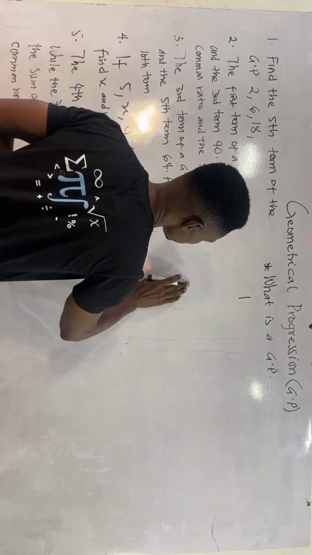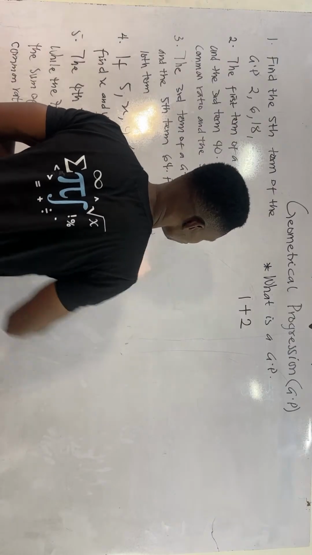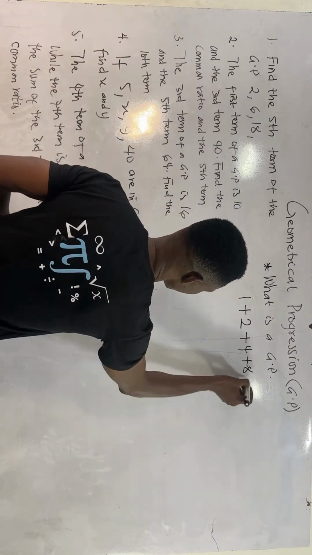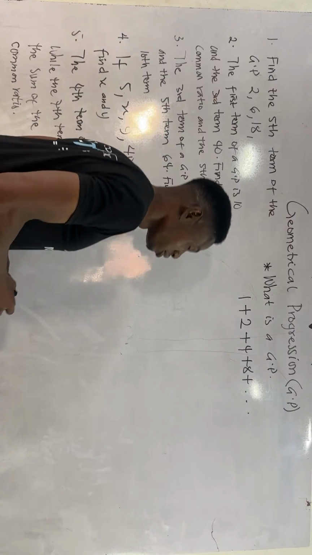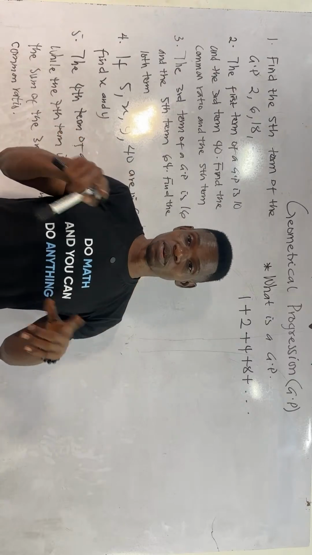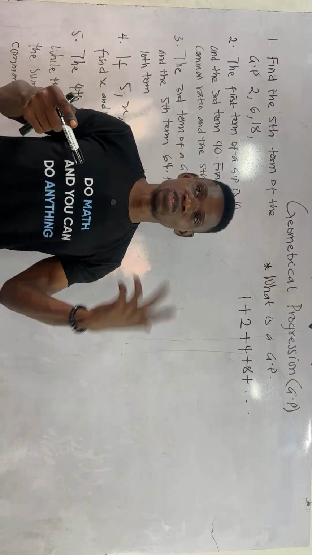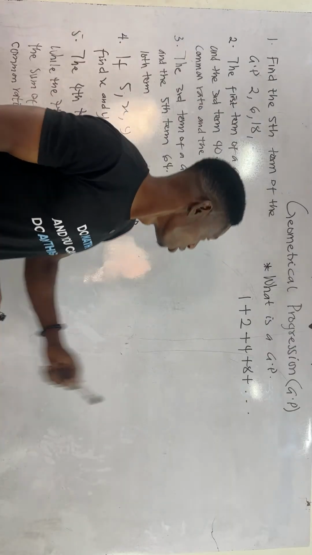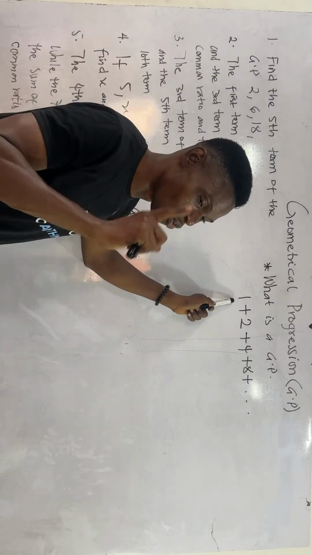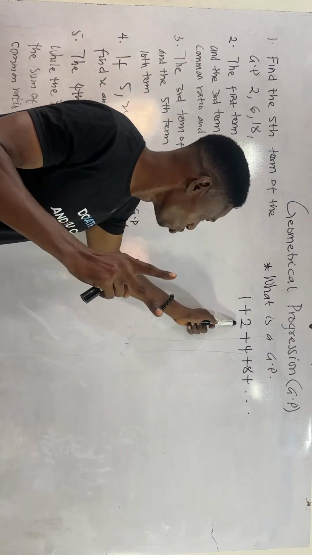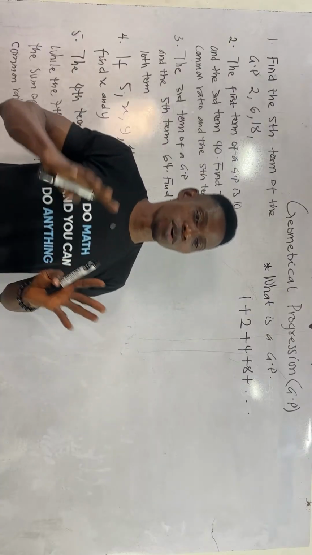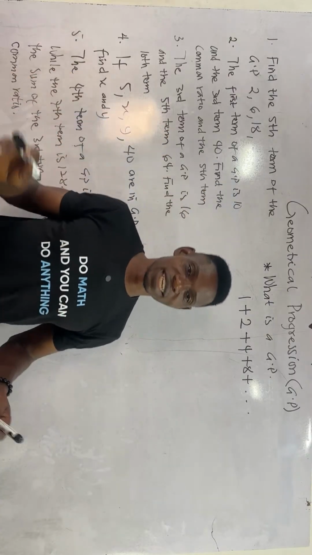Look at this. 1, let me use a series, plus 2, plus 4, plus 8, plus, it goes on and on. Now, let's check, is this an arithmetic progression? Remember, in arithmetic progression, the difference between any two consecutive terms is constant, right? So 2 minus 1 is 1, right? 4 minus 2 is 2, not constant. 8 minus 4 is 4. So the difference is not constant. So obviously, this is not an arithmetic progression.